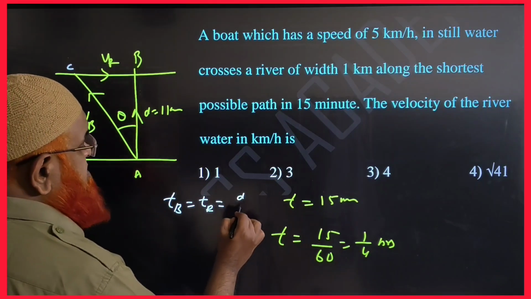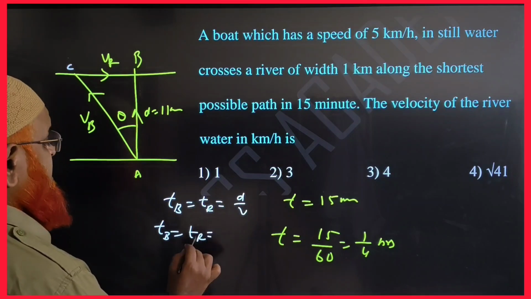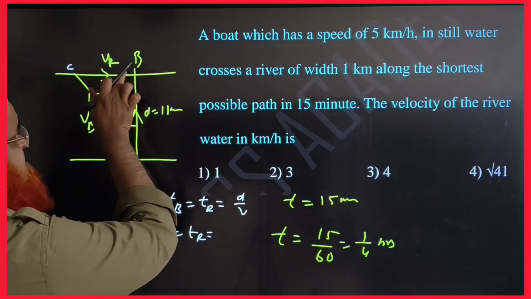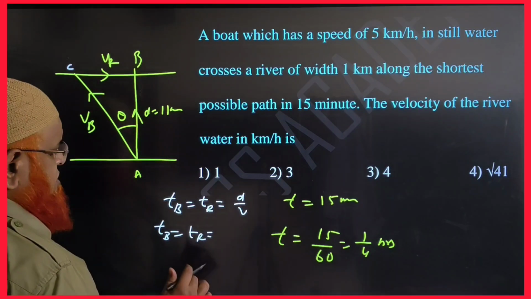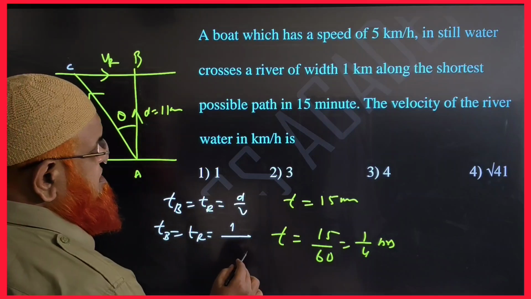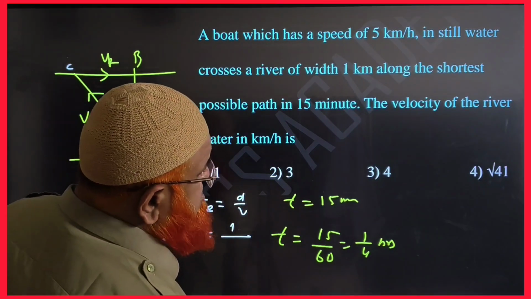And what is the time here? Time is nothing but distance by velocity. So the time of the boat and the time of the river, both are the same, because in the time the boat reaches up to here, the water will come from here to here, the same time. Okay, so distance is nothing but 1 kilometer, it is given, and what is that time?